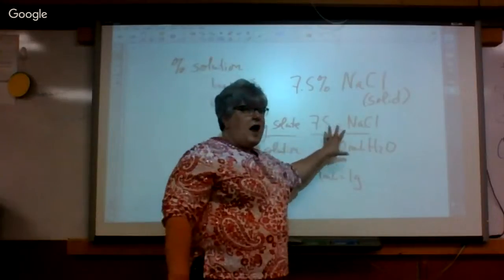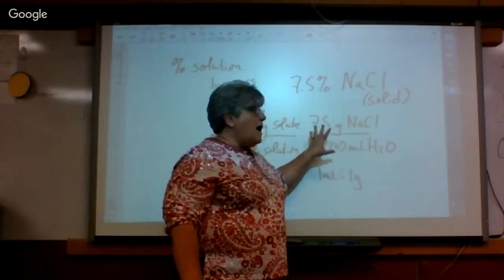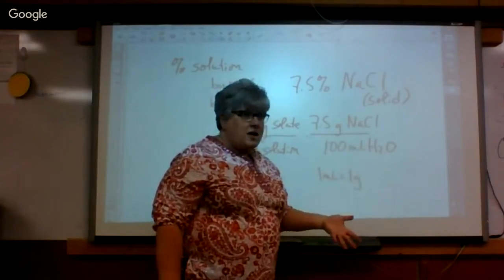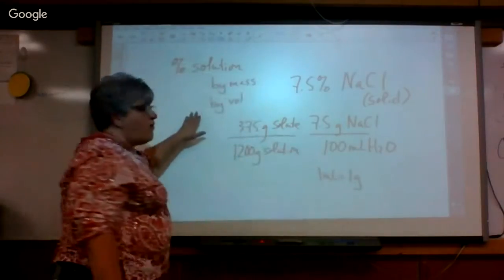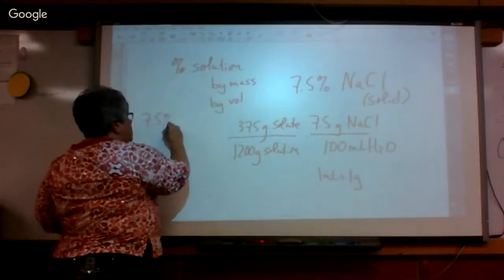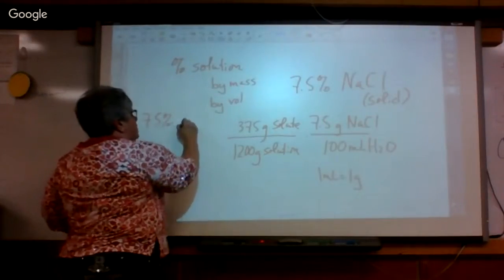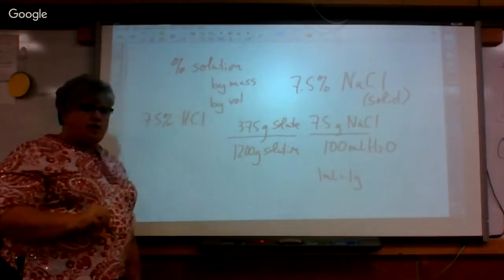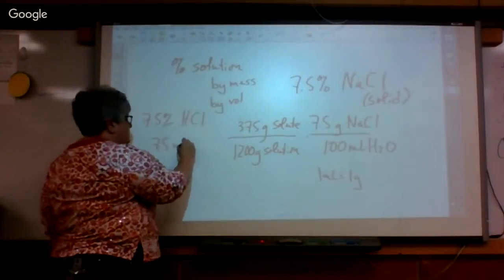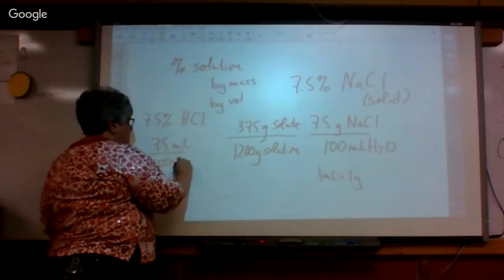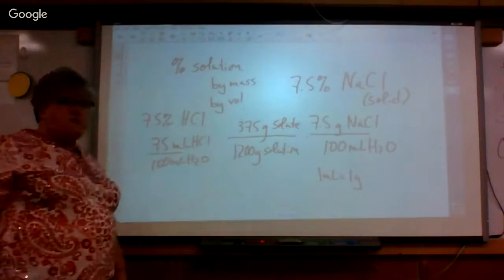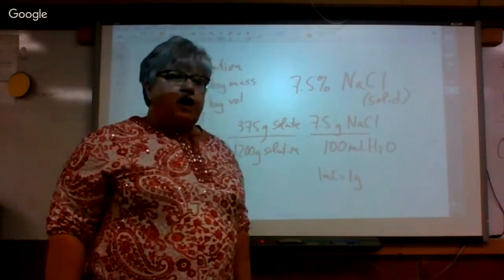Like I said, I want you to know how to make it, because that's more important. That's what you're doing in a chemistry lab, you're going to be making it. The percent by volume is the same thing. So if we wanted 7.5% of a hydrochloric acid solution, you would do the same thing. You could take 7.5 milliliters in 100 milliliters of your water, and that would give you a 7.5% solution of your hydrochloric acid.